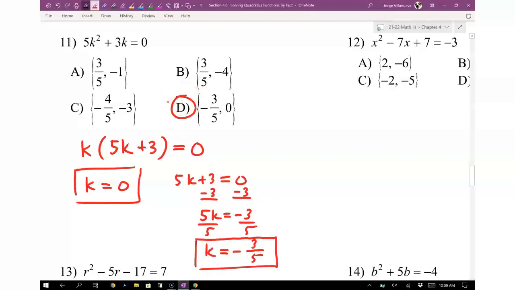Again, on your homework, it mixes up the letters, so don't just say D. That's what he put, right? Look for the answer, negative 3/5 comma 0, okay? Because it does mix up the problems. It mixes up the options as well.